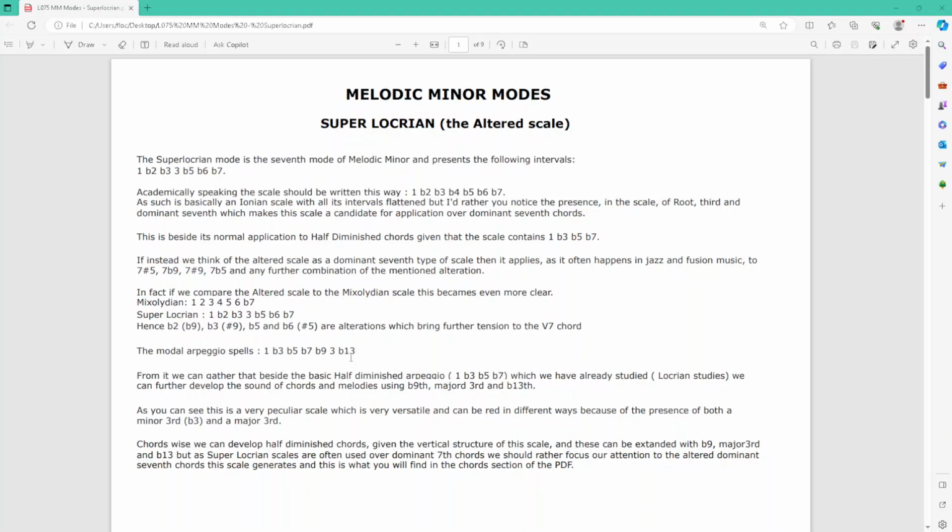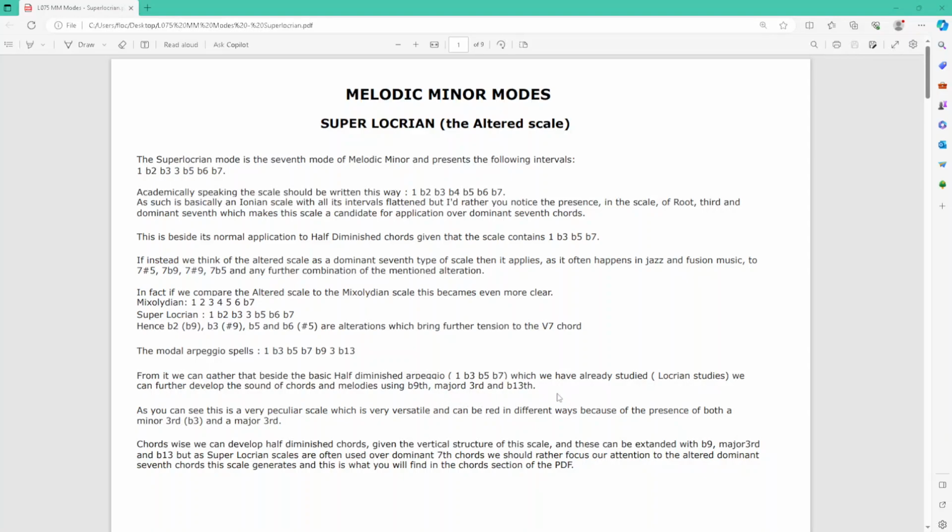From it we gather that beside the basic half diminished arpeggio, which we already studied, and you might want to look at the Locrian studies we've done, probably around lesson 35, 36, we can further develop the sound of chords and melodies using flat 9, flat 11, or flat 13 to extend the basic arpeggio. But as you can see, this is a very peculiar scale, which is very versatile.